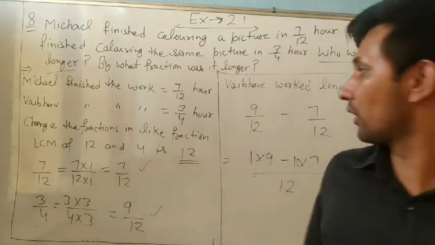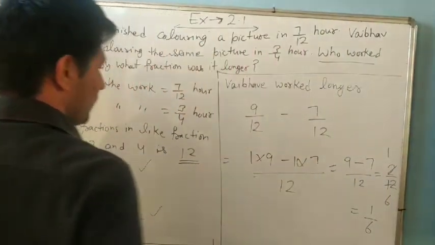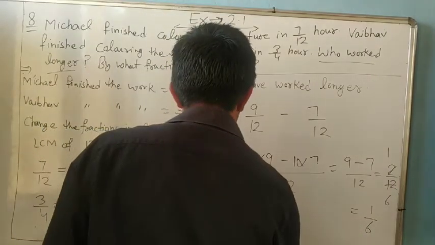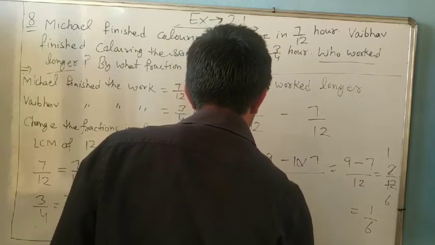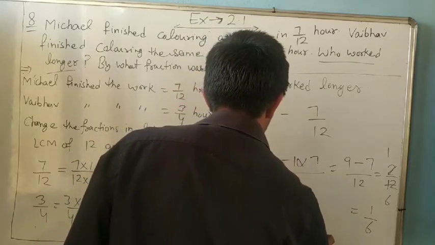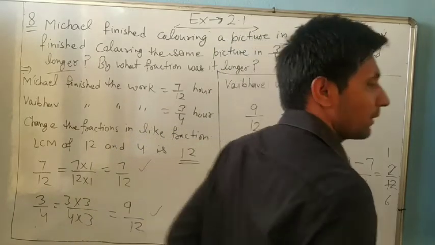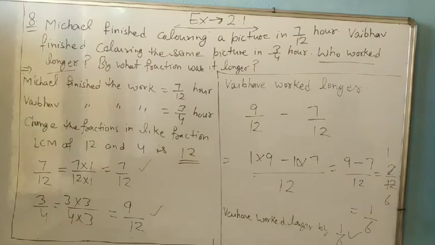So how much longer? Write, Vaibhav worked longer by 1 upon 6th hour. Understand it? Now we will start our next exercise 2.2.